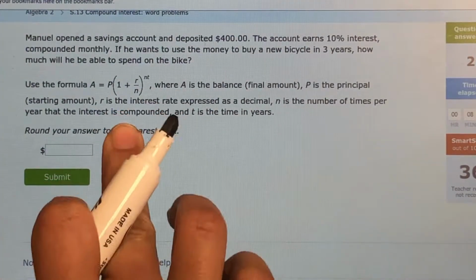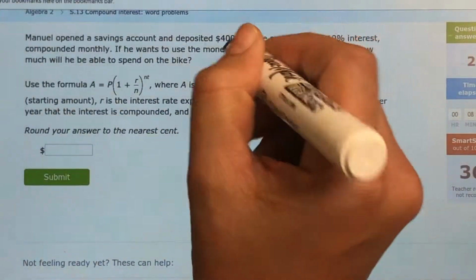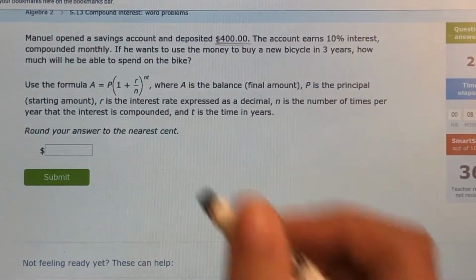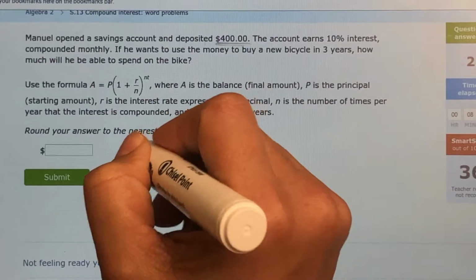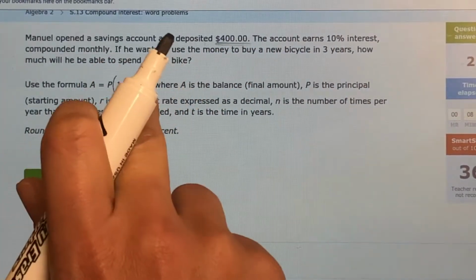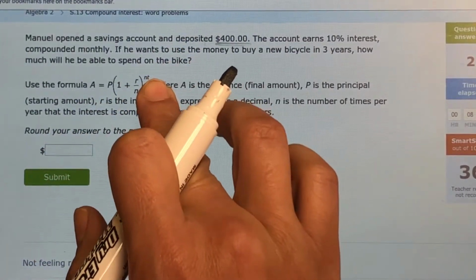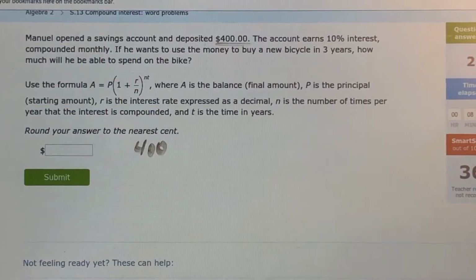All right, again, write the formula down, plug in the numbers. Okay, so open a savings account, deposited 400. So he put that amount of money, so my principal is 400. And another hint is dollars will be your principal. Your rate is going to be whatever you see with percent, and your time is whatever you see years, weeks.